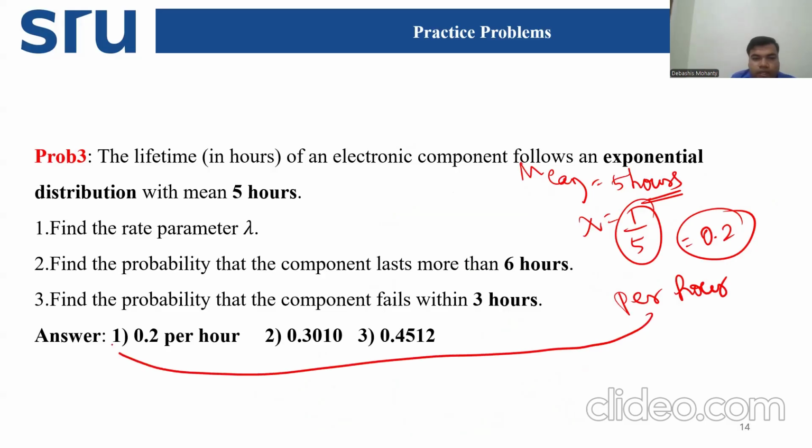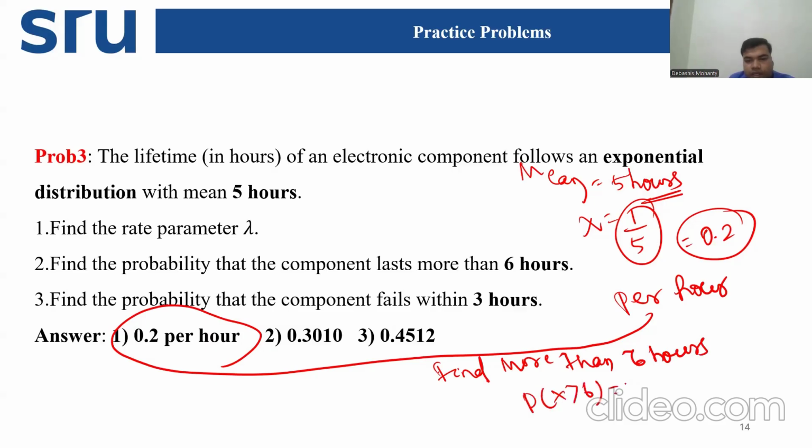Here you can see the answer. Second question: find the probability that the lifetime is more than 6 hours. More than 6 hours means you need to calculate x greater than 6, that is e to the power minus lambda x. So e to the power minus 0.2 multiplied by x, where the x value is 6 hours.